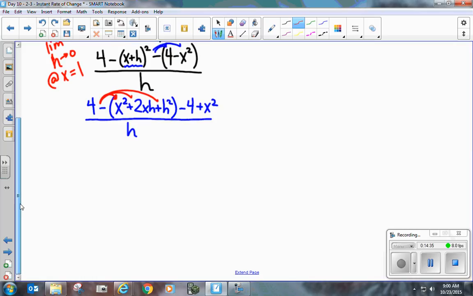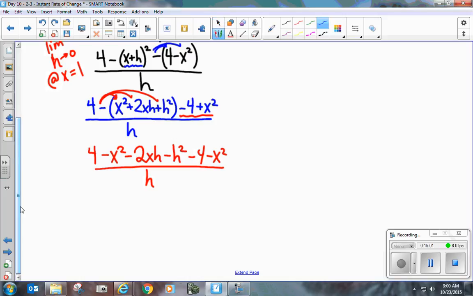So I'm just going to quickly rewrite this. You could have done it in one step, but I just want to show you guys step by step. Right? So it's 4 minus x squared minus 2xh minus h squared. I've just distributed my negative, and I got to finish writing the rest. Minus 4 minus x squared all over h. All right? Let's see if we did this right. Ooh. This is a plus here. I got to make this a plus.